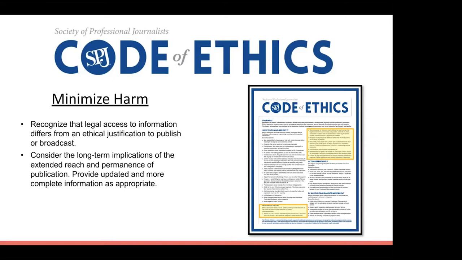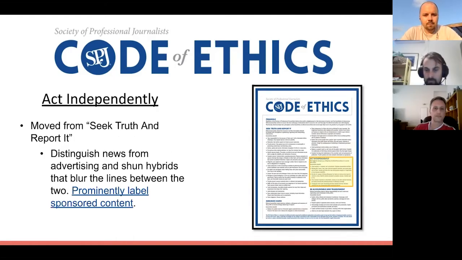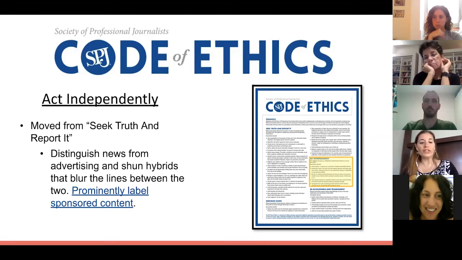So that's seek truth and report it and minimize harm. Then we have act independently. And the goal here is really to try to look at how you are acting independently from advertisers. So something that comes up in the digital age, how are you distinguishing news from advertising, and prominently labeling them on all platforms? So putting the word opinion on your website, making sure that that label follows when someone shares it on Twitter, when someone shares it on Facebook, when someone puts it on Instagram. And then also, we have these hybrid kind of sponsored content. Well, what does that mean and how is that labeled? So making sure that you are acting independently from where the money comes from.